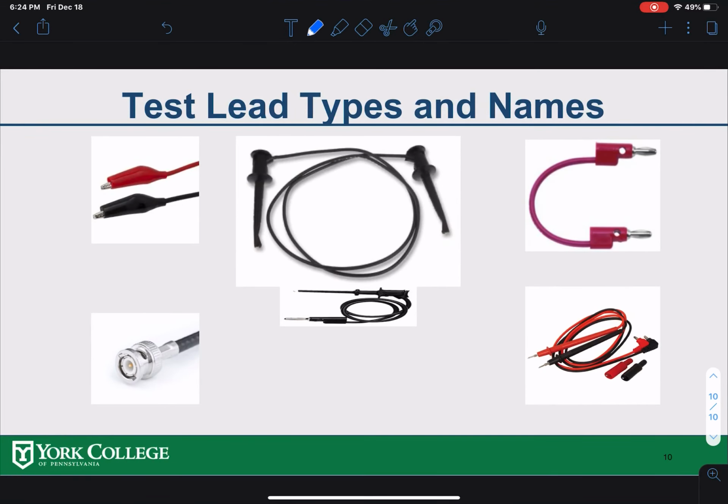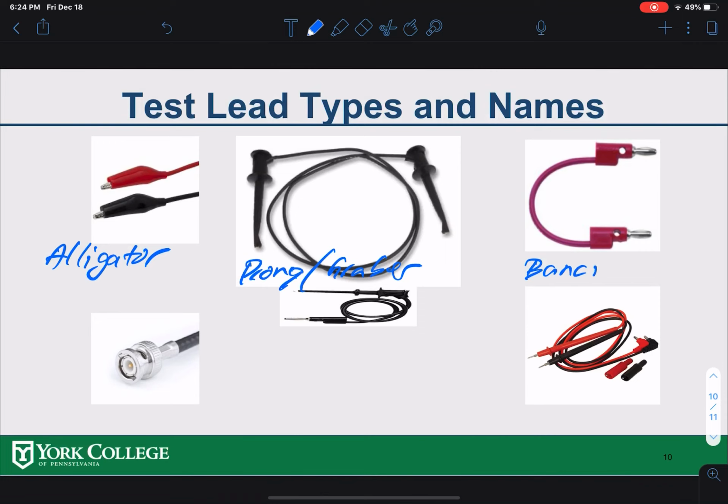So in the lab, we use different kinds of leads. So for different measurements, let's look at the names of them. So this one is called an alligator clip. And this one is called a prong or grabber. This is called a banana. And this is called a probe.